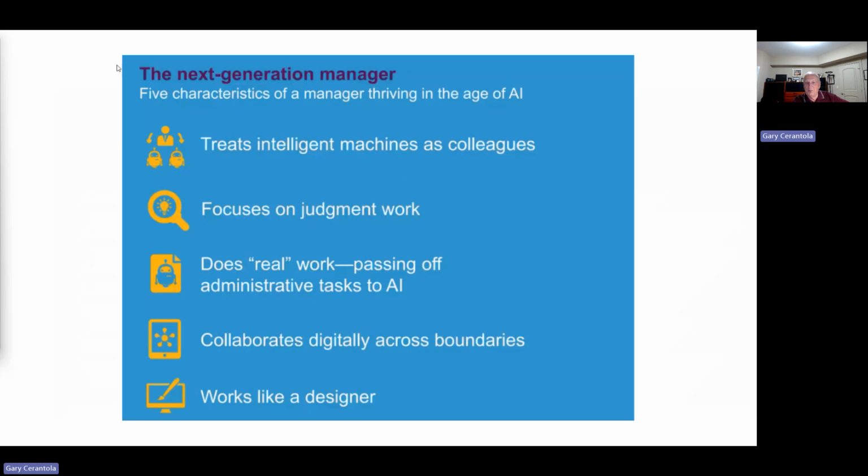And again, this begs the question: what's the next generation manager? What should they look like? Well, they treat intelligent machines as colleagues. So it won't be long before you'll have an AI companion working with you, either as a robot or inside of your computer device. They focus on judgment work, right? So you're bringing critical thinking, strategic thinking, and systems thinking together to create judgment work. They do real work, passing off administrative tasks to AI, collaborate digitally across boundaries, and work like a designer.